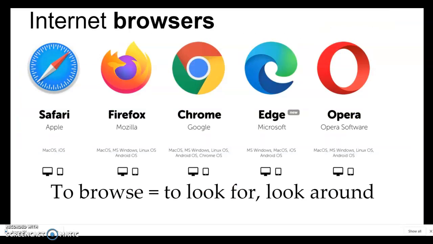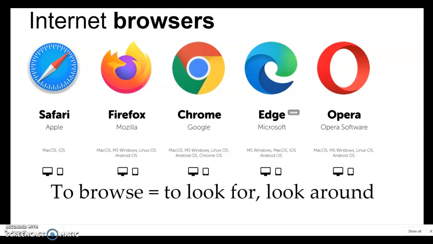Browsers. Internet browsers. These are the most common internet browsers. They are on your devices already. To browse means to look for or look around. So when you use these to look at the internet, they're called browsers because you're looking around, you're looking for information. You are browsing, so they are called internet browsers or just browsers.